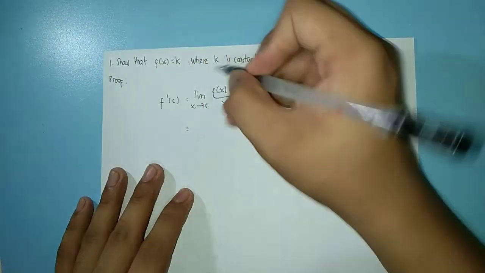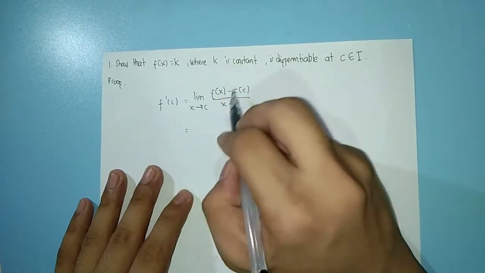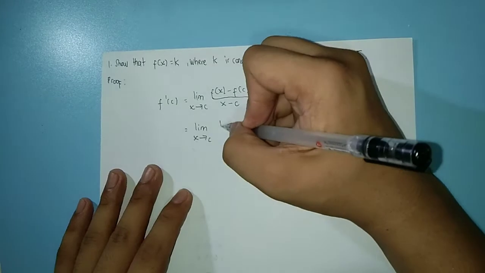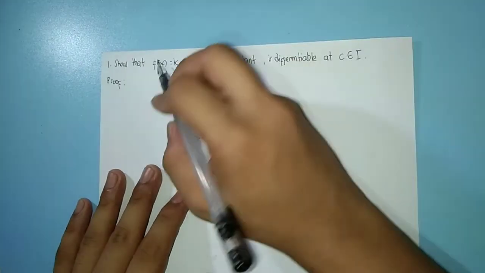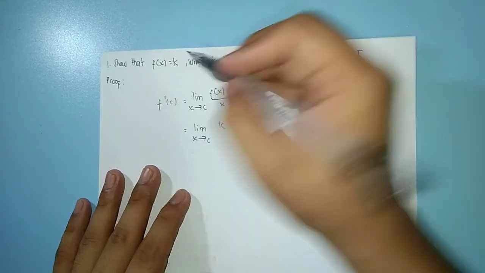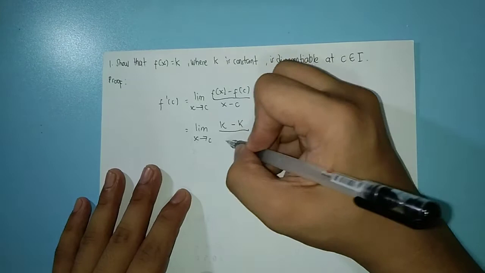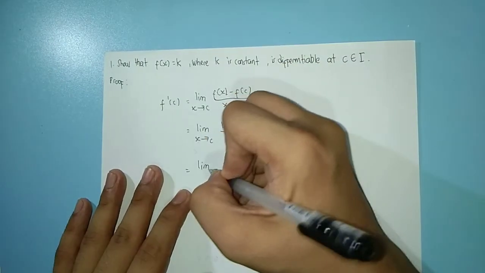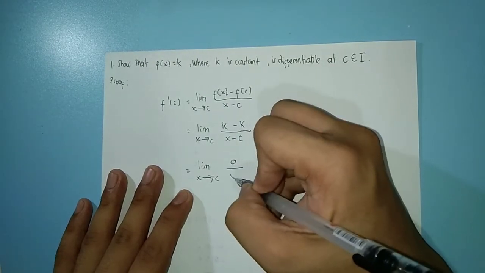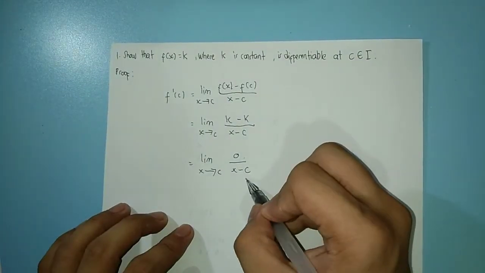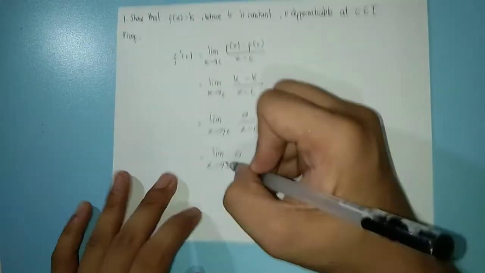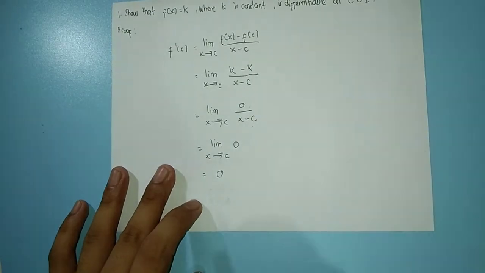Okay? Then what is f of x? Constant function yan. So yung f of x, that is k. So this is k minus, yun nga, f of c, isubstitute mo yung c dito sa x, that is still k kasi nga constant function yan eh. So k over x minus c. So this will be equal to limit ng what is k minus k? That is 0 over x minus c. And what is 0 over x minus c? So that is 0. So limit 0 as x approaches c. And this is equal to 0.